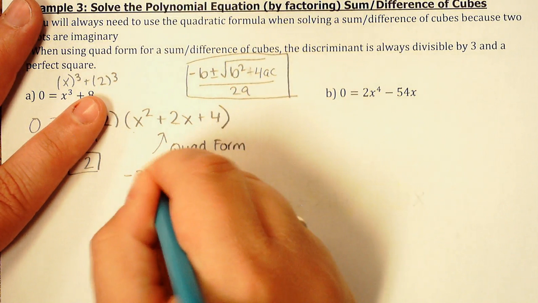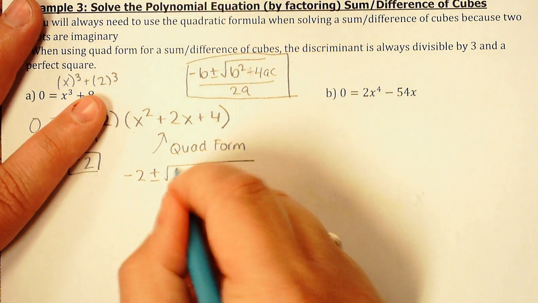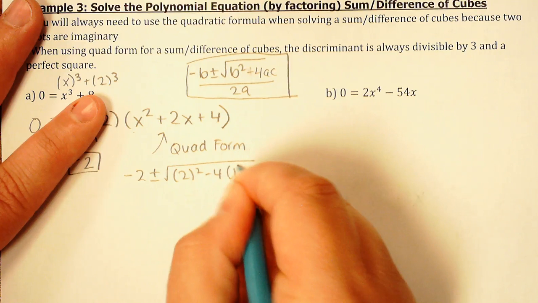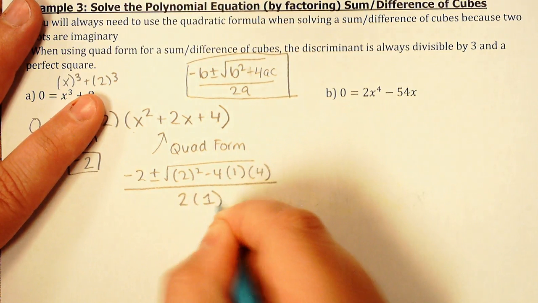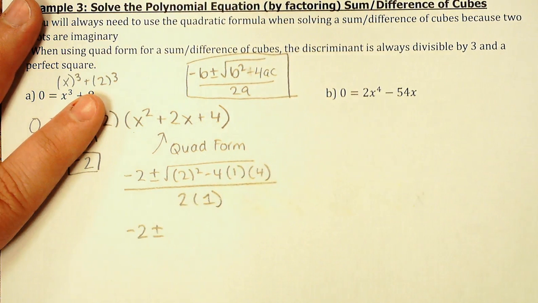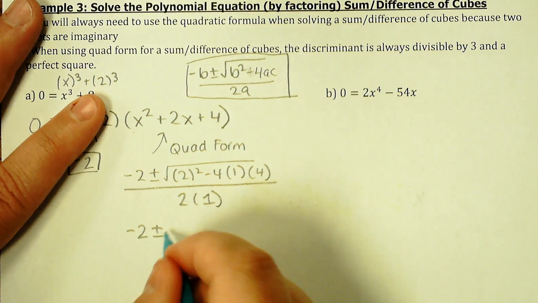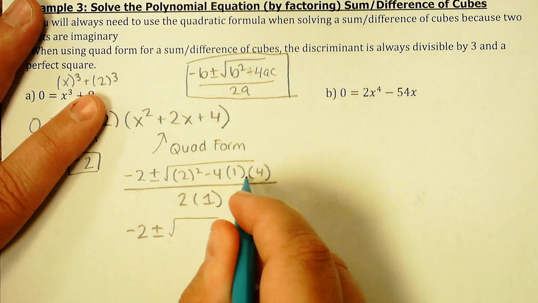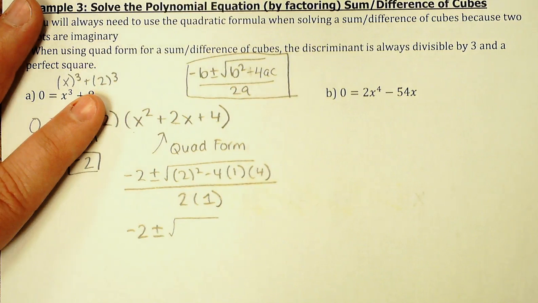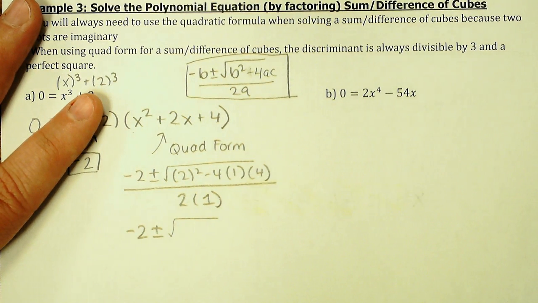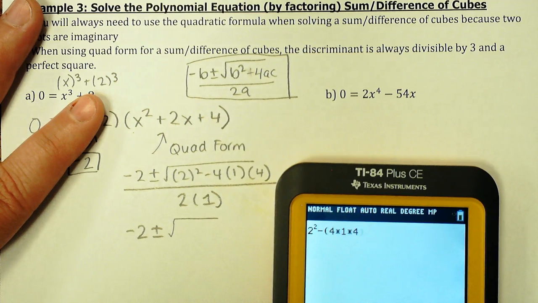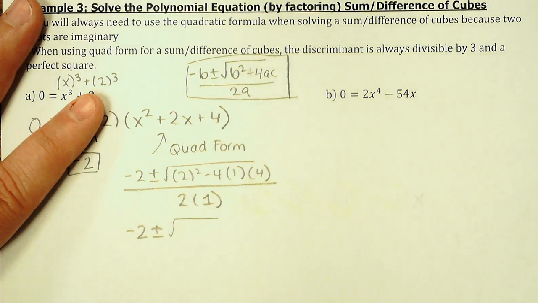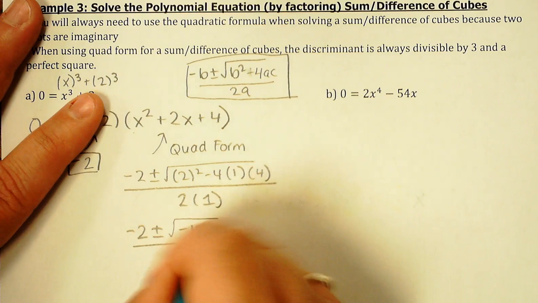So opposite of b, plus or minus the square root of b squared minus 4ac, all over 2a. Now, I promise you, every single time you do a sum or difference of cubes, you're going to get a negative number under the square root. So if I'm doing that problem, I'm just going to grab a calculator to show you guys. Under the square root, 2 squared minus 4 times 1 times 4 is going to be negative 12, all over 2.